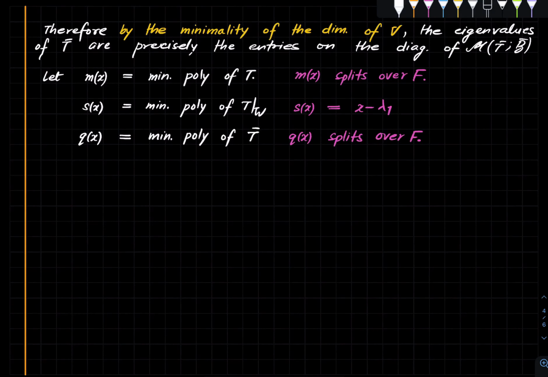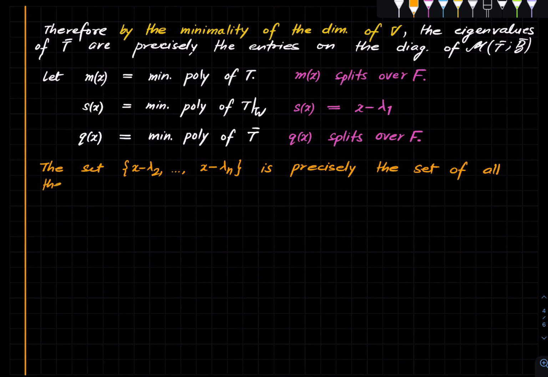And here is the thing. So here is the statement I want to make. The set, maybe I'll use a different color, the set, sorry, this is a 2, is precisely the set of all the irreducible factors of Qx. Alright, so this is what I want to justify.